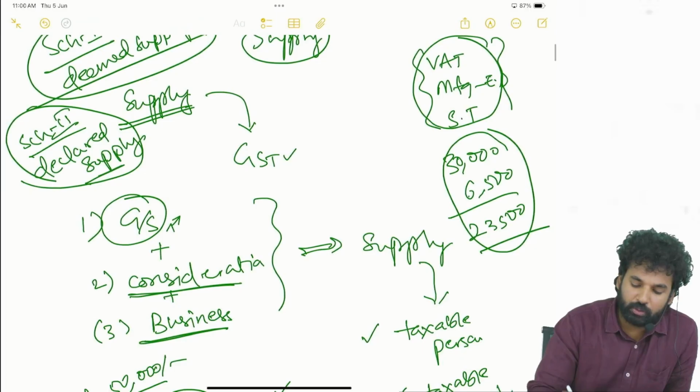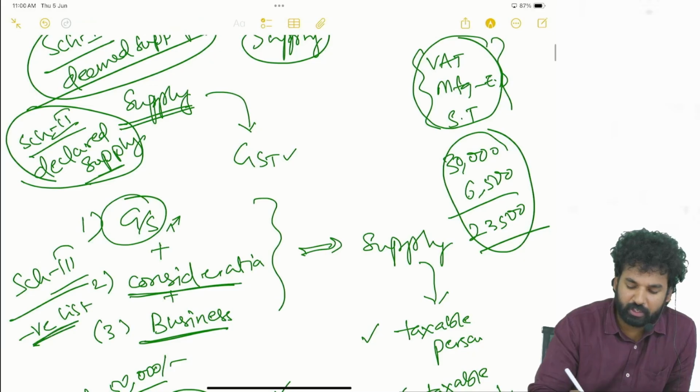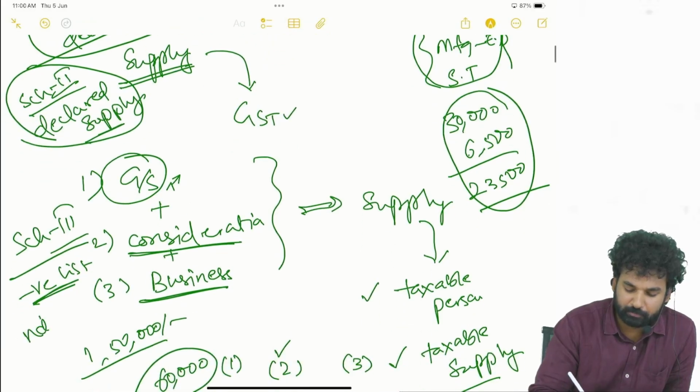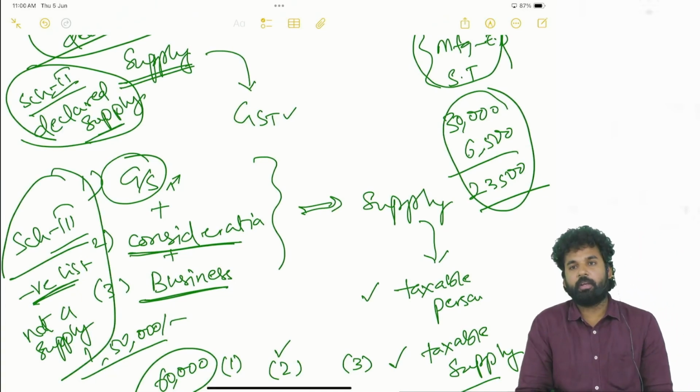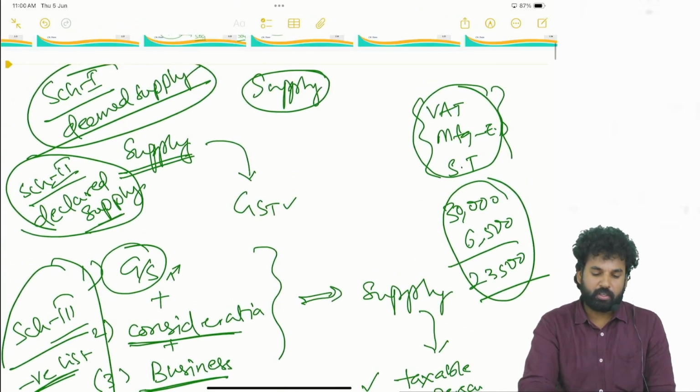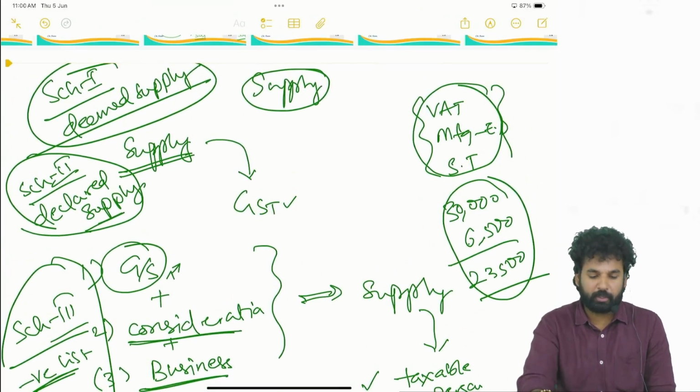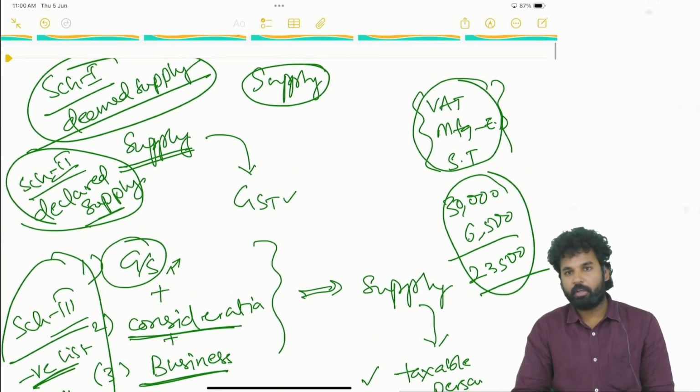For schedule 3, it is a negative list where we can name this list as not a supply. Completely outside the scope of supply. If it is outside the scope of supply, then it is outside the scope of GST. So these are the three schedules. Schedule 1 deemed supply, schedule 2 declared supply, schedule 3 negative list or not a supply. Got it?